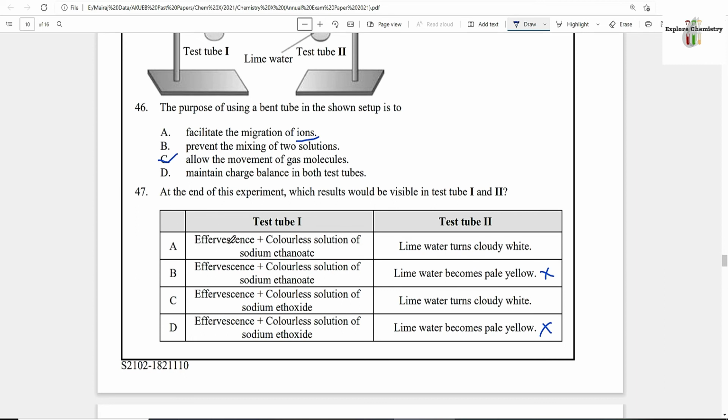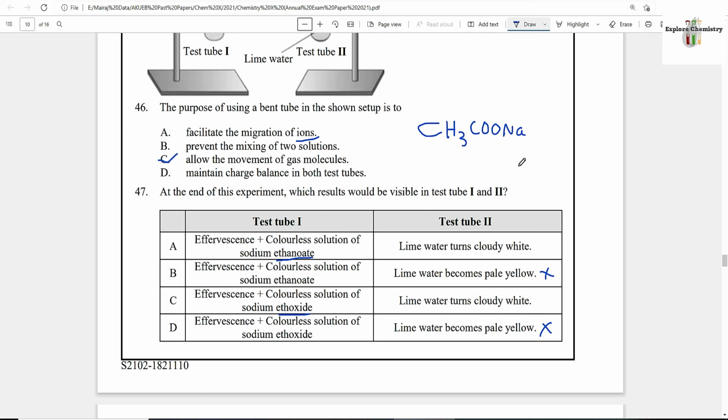In A it is written effervescence plus colorless solution of sodium ethanoate. In C it is written effervescence, colorless solution of sodium ethoxide. Effervescence and colorless solution will be produced, this is correct, and it is written in both options, but here it is written sodium ethanoate and sodium ethoxide. These two are different compounds. If acetic acid is present, I have told you in the starting also, sodium acetate will form. In question number 9 also I told you, this is the formula of sodium acetate. Sodium acetate is the common name.